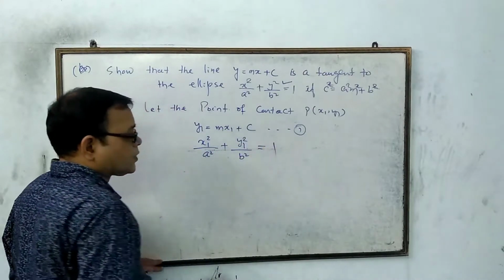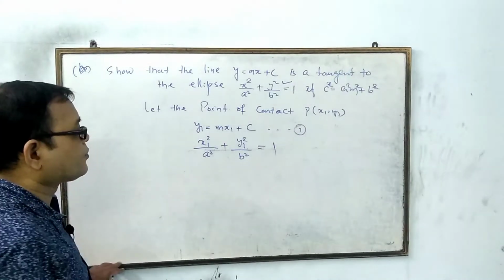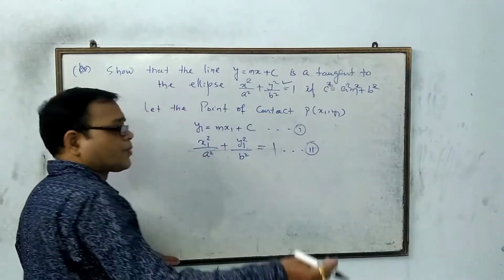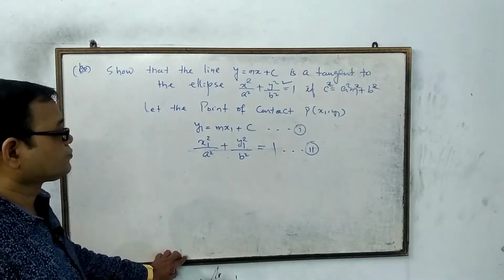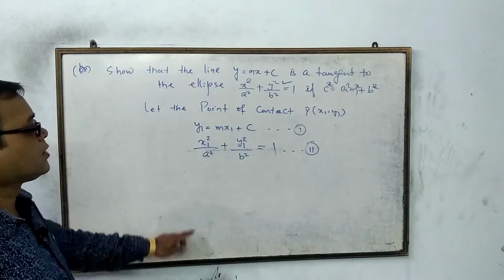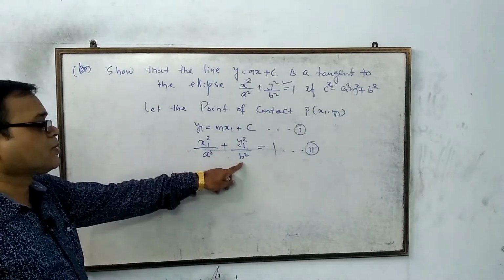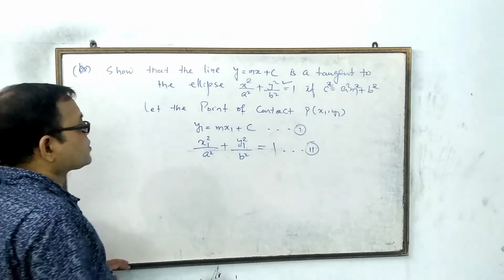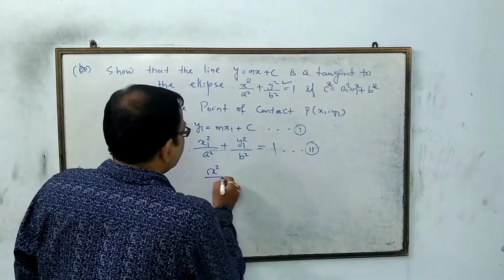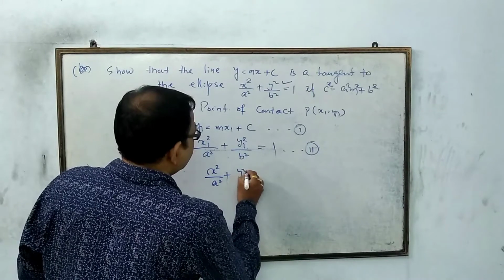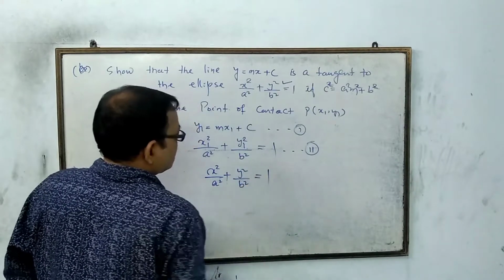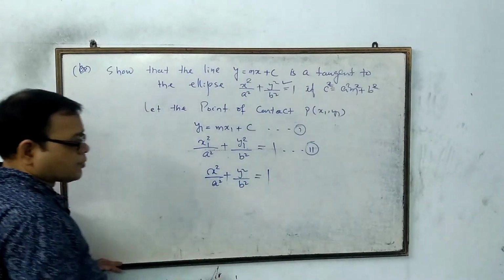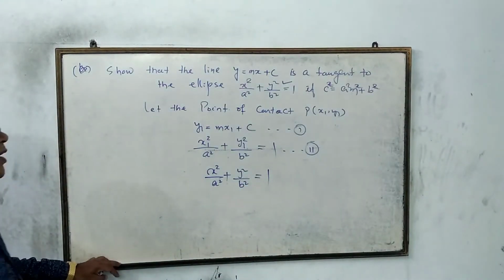Now, in the third step, you see, we have taken equation 1 and equation 2, just as in the previous question. y1 = mx1 + c and x1²/a² + y1²/b² = 1. These are two different equations we have obtained. Equation of the curve: x²/a² + y²/b² = 1. In the next step, what have we done? We have taken the derivative.